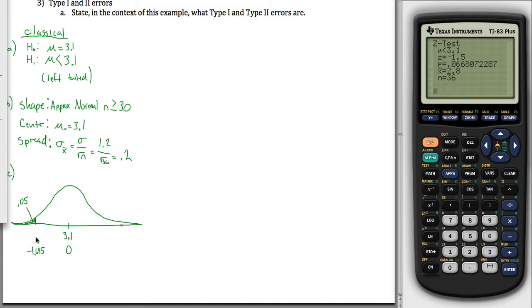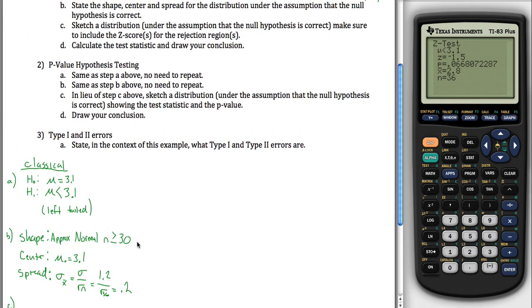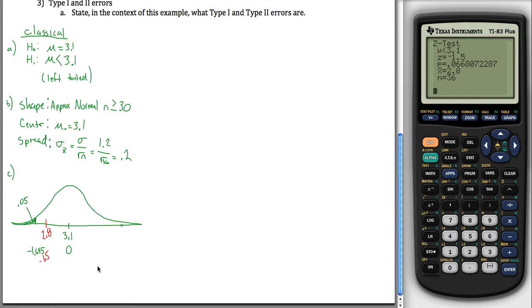Negative 1.5 is greater than negative 1.645. In other words, it's over here somewhere. I'm going to be short on room, so I'll put it a little bit below. Negative 1.5 is not in my rejection region. This 2.8 up here corresponds with the z-score of negative 1.5, and that's not in my rejection region. So what I do is, I make a conclusion: calculate the test statistic, and draw my conclusion.